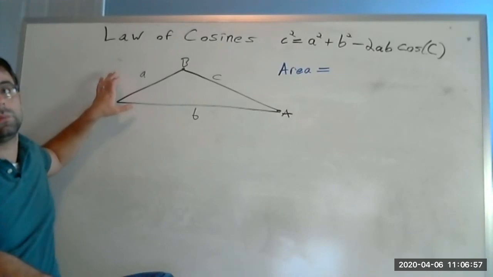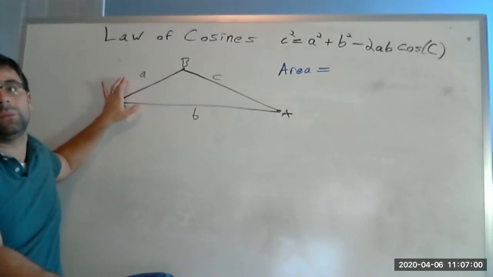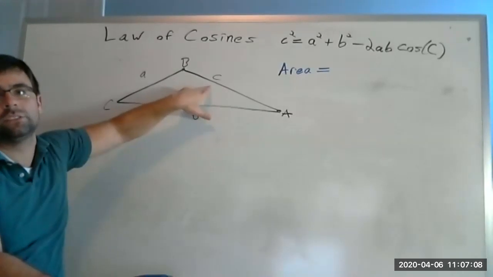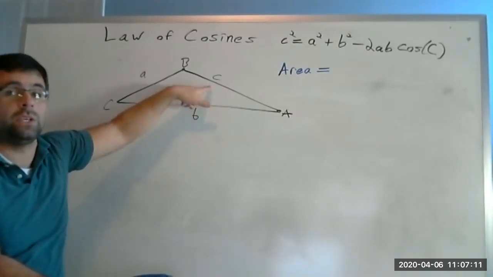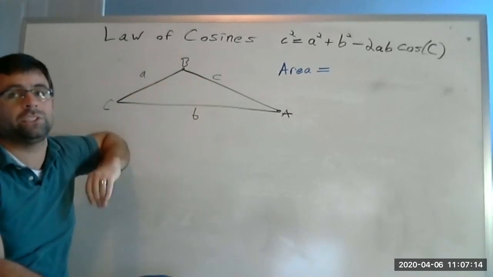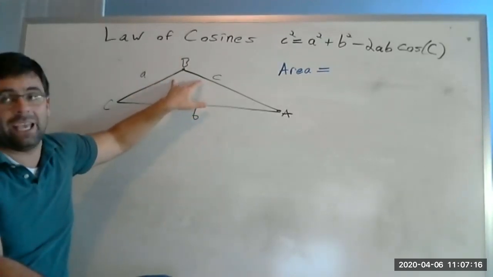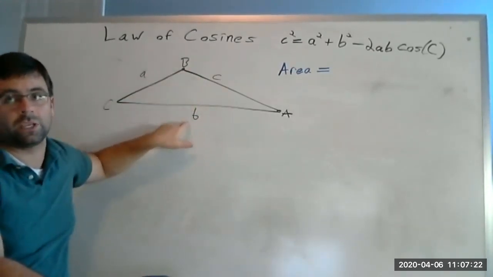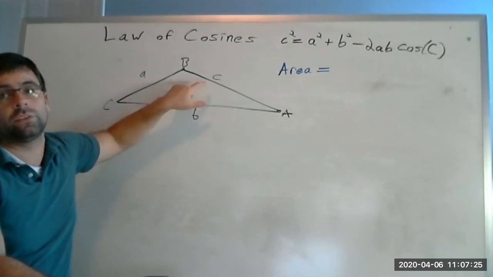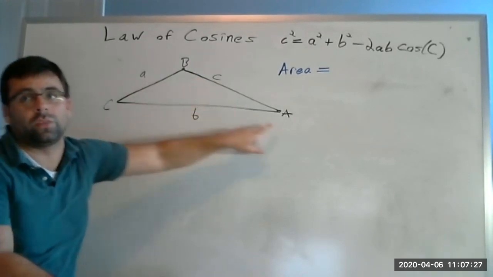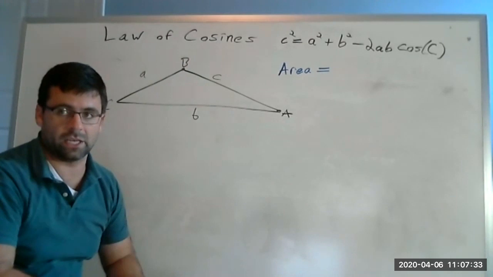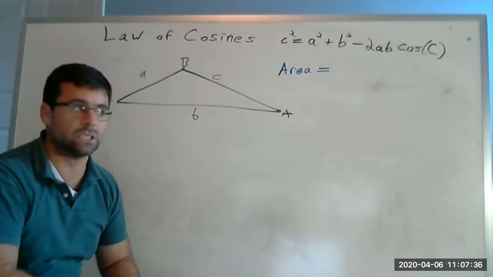So if you look at how it's set up, you have two sides A and B, and then angle C tells you something about the opposite side C. But this can be used in any combination you want. The two sides A and C with angle B tells you something about this side, or the two sides C and B with angle A tells you side A. So this is how this idea works.